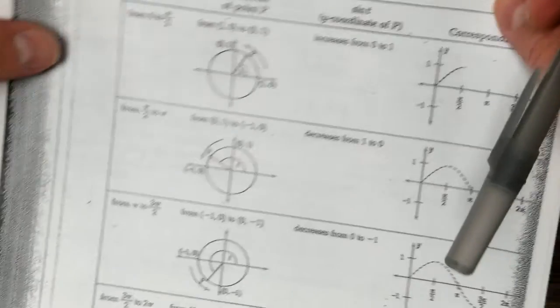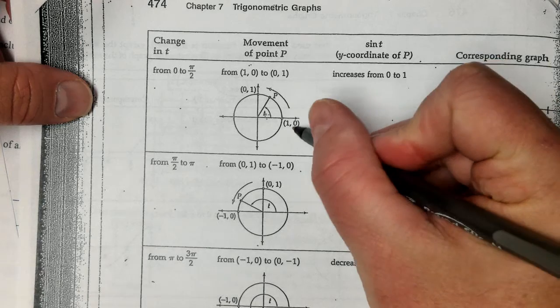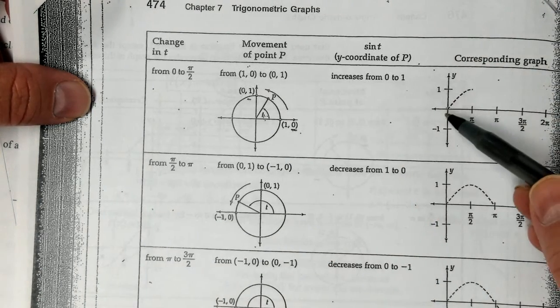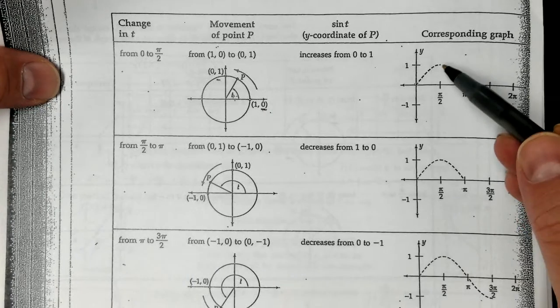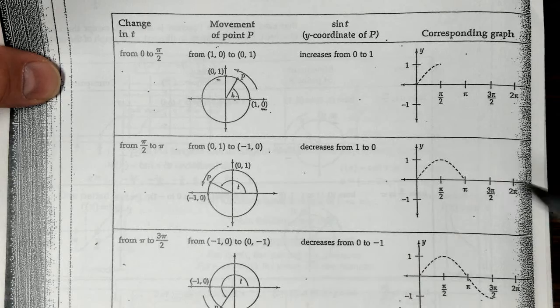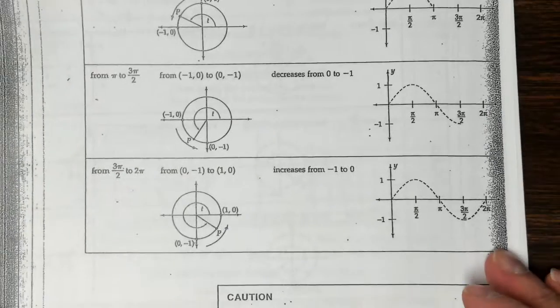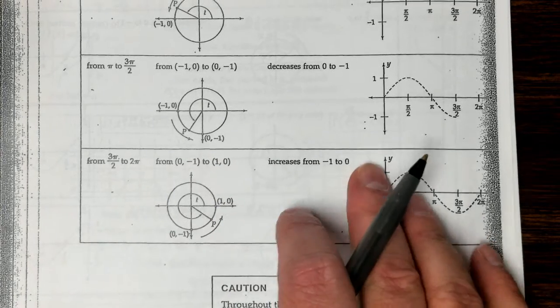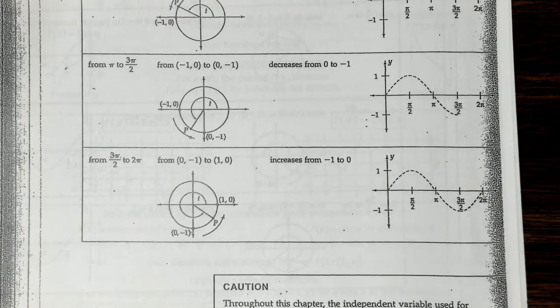And again, on the sine part, sine relates to y. So your y is going from 0 to 1, and that's why it's increasing. And then here it's going from 1 to 0, so it's decreasing again. And so that's how your graph grows. Okay, all that's a little bit of extra information for how the unit circle is related, but it is.